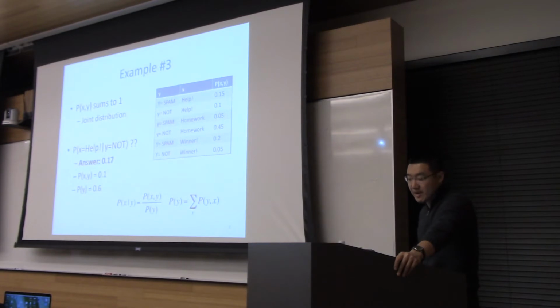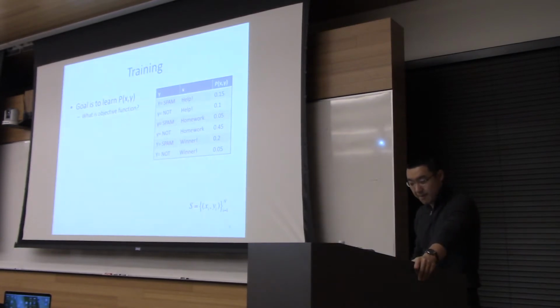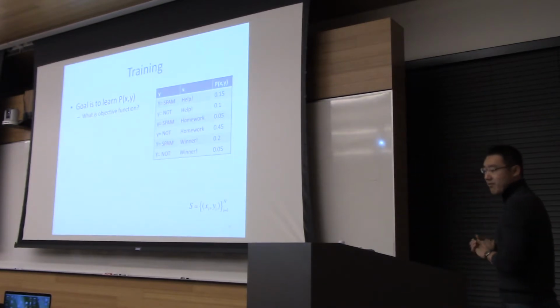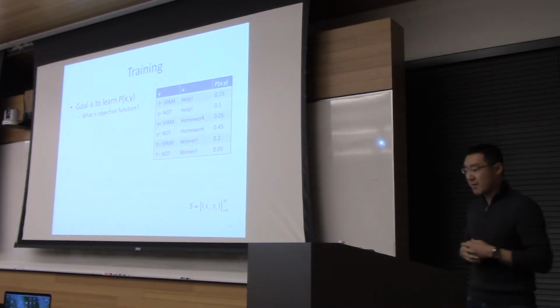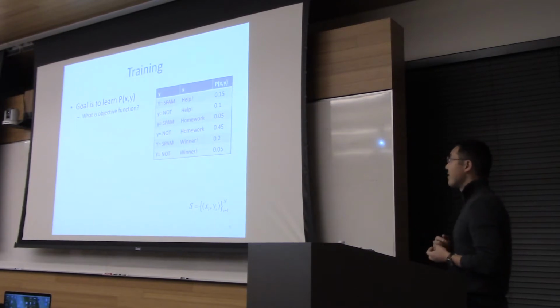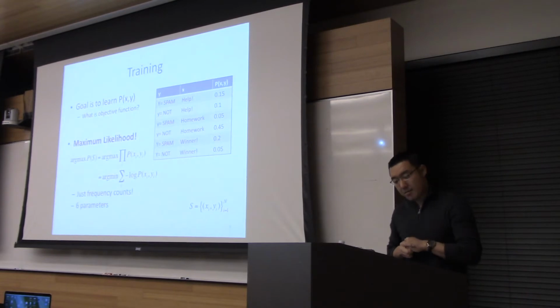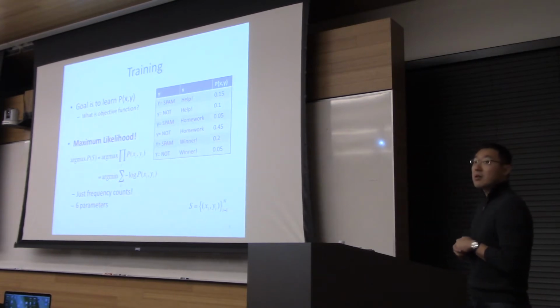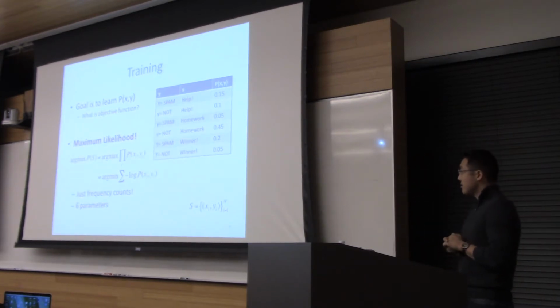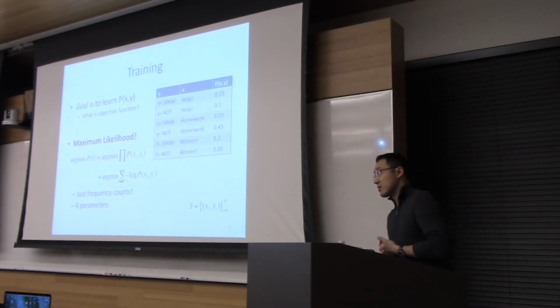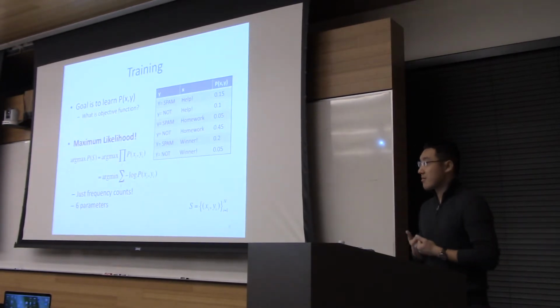And of course, things can get a lot more complicated. This is a very simple example. Just in this simple example, if our goal is to learn this P of x comma y given training data, what is the objective function? It's going to be maximum likelihood. In all the probabilistic models that we look at in class, the training objective is some form of maximum likelihood.